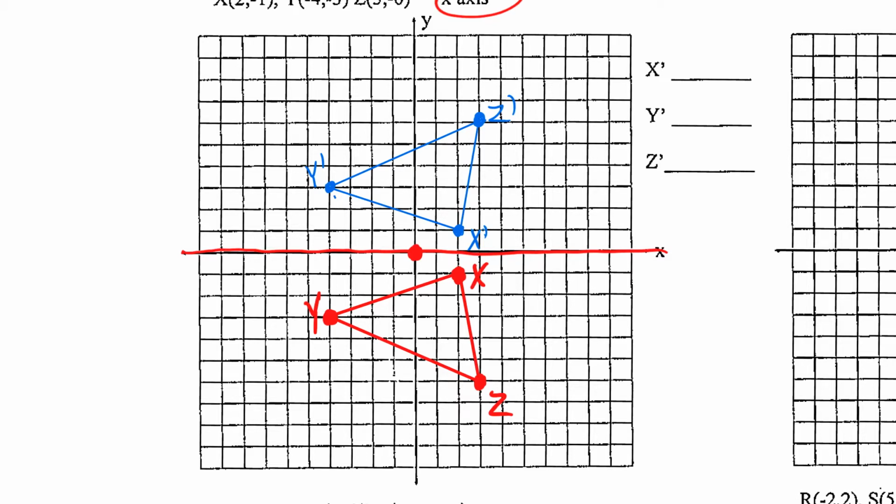And then there you go. So you can see if you were to fold it along the x-axis, that red line there, if you were to fold your paper along that line, those two images would match up exactly. This point and this point would match up, this point and this point would match up, and this point and this point would match up.